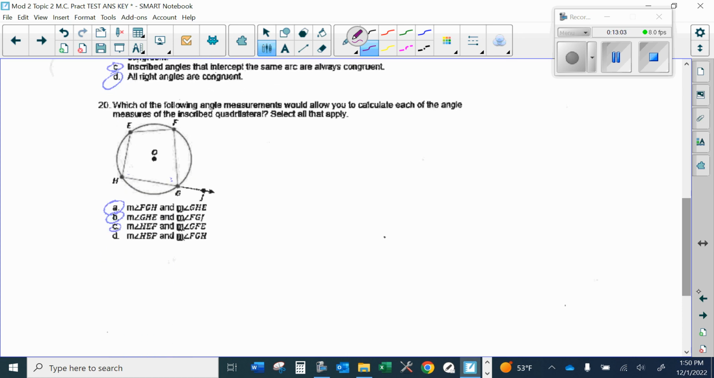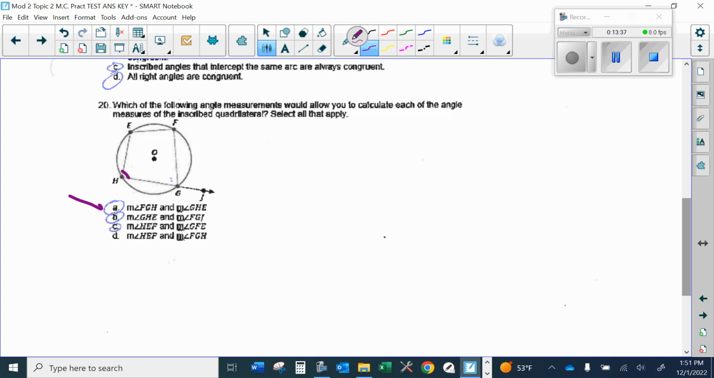And 20. Which of the following angle measurements would allow you to calculate each of the measures of the inscribed quadrilateral? Okay, so measure of angle FGH. If I know this one, FGH, then obviously I can get this one right here. Okay, they're supplementary. If I know GHE, this one right here, then I can get this one right here. Okay, so that one works. I can get all four. Try it again.